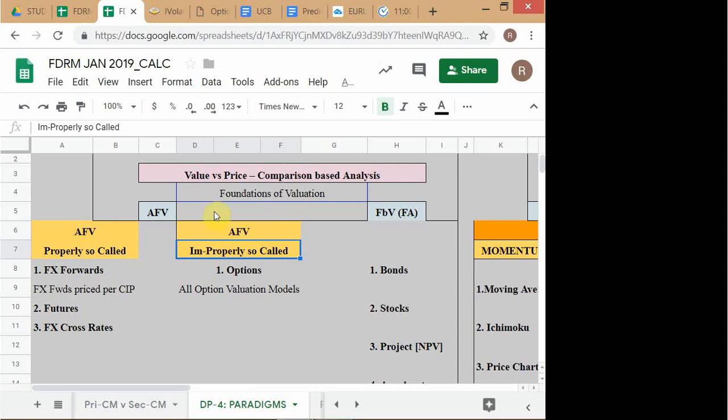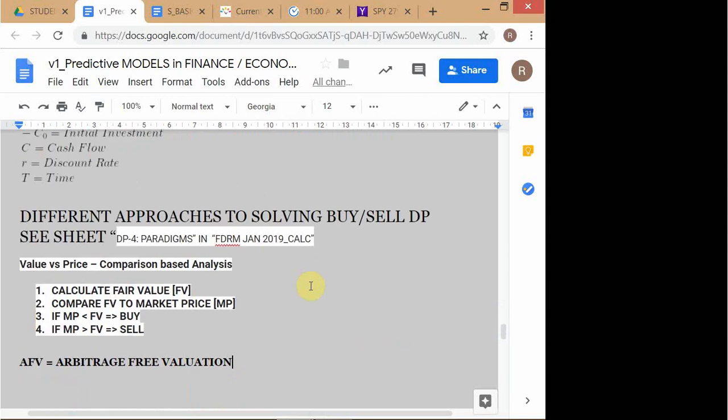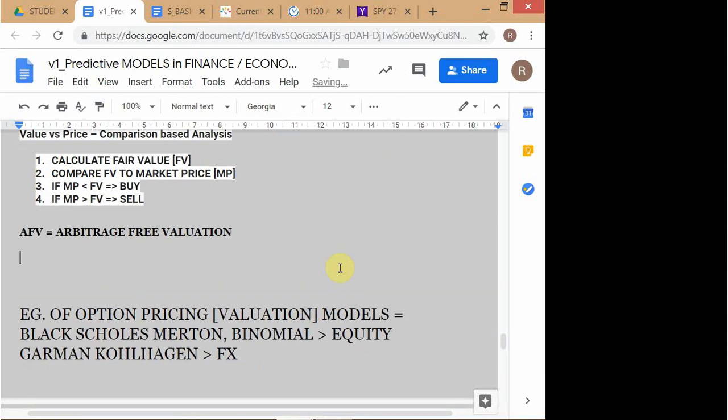So there's also a big category of models called AFB models, out of which again you have two subcategories. Some of these things you should be aware of, like FX forwards. You know what FX forwards are. The pricing or valuation of FX forwards is a classic case of arbitrage free valuation. This is really arbitrage free, so this is not really subjective. These models are actually not subjective. The AFB properly so called is not subjective.